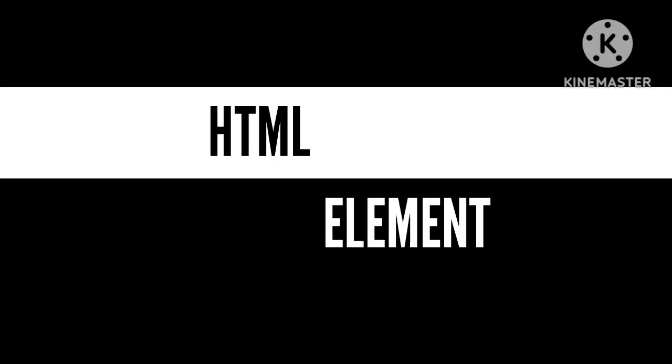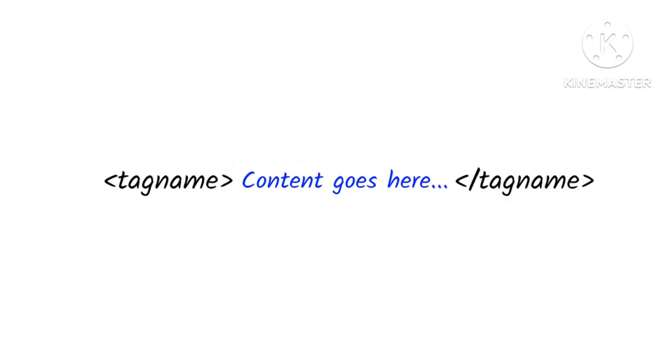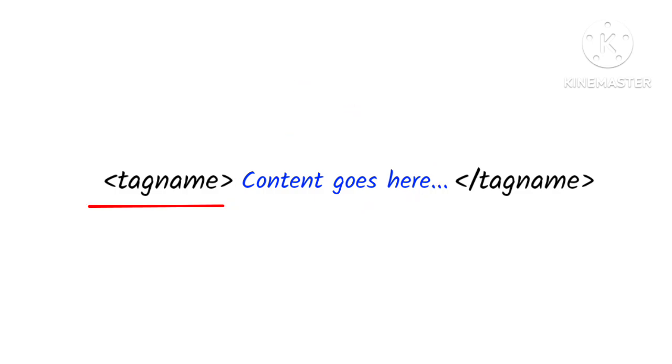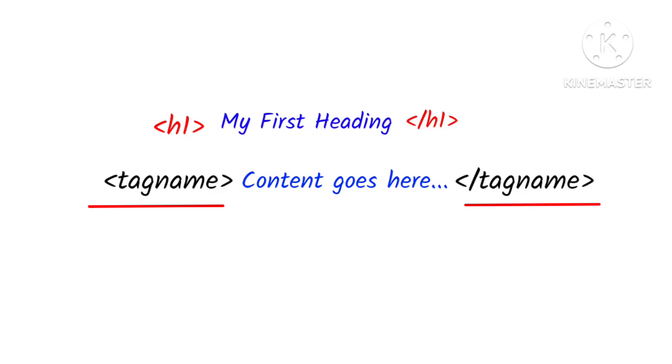What is an HTML element? An HTML element is defined by a start tag, some content, and an end tag. The HTML element is everything from the start tag to the end tag, like start tag, element content, end tag.